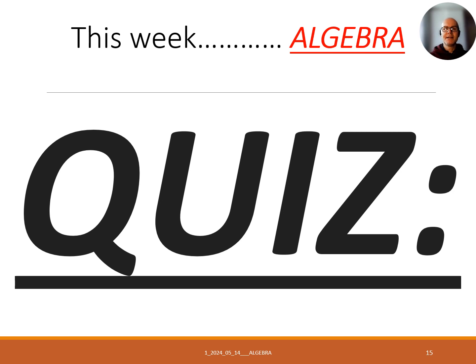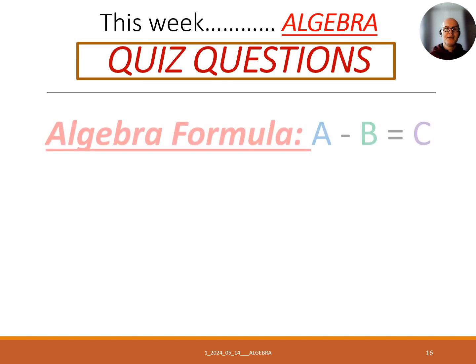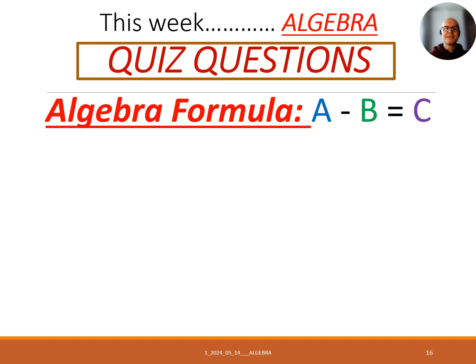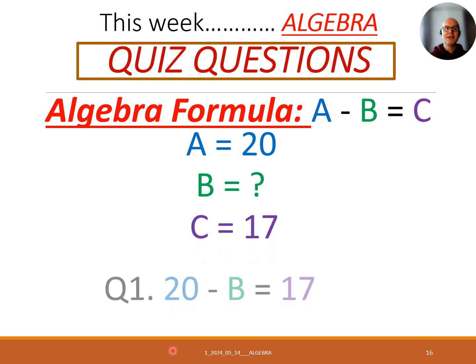Let's do a little quiz to see what you have learned so far. We're going to use this formula: a minus b equals c. A equals 20. B we're going to try and establish, that's what we're going to try and work out. And c equals 17.